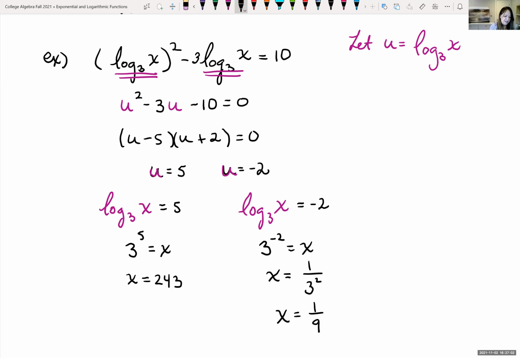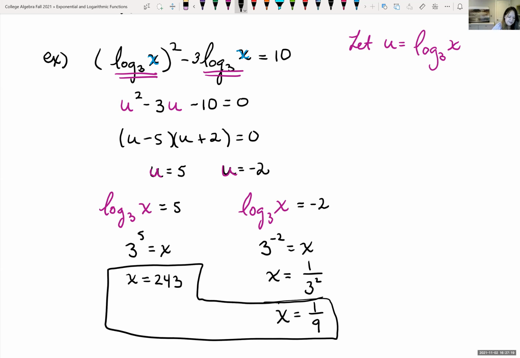We need to make sure we're not having a log of a negative number. Back in our original equation, those are both positive numbers, and when I plug them in for x, I have a log of a positive, so I'm okay. There's nothing I have to exclude in this one. So I have two solutions: x equals 243 and x equals 1/9.